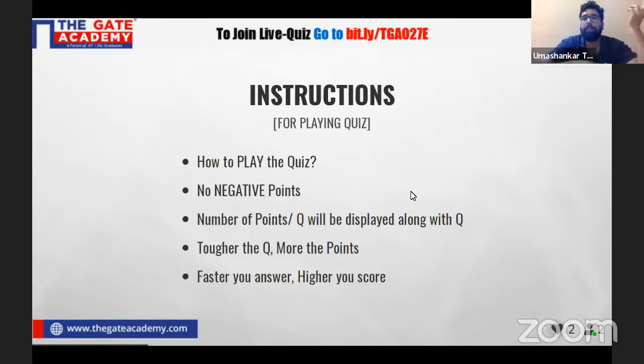Why are we doing this? In any competitive examination, like GATE or any other examination you are trying for, it is very important that you do the question correctly and within the given time limit. Obviously, there is a time limit in all competitive examinations. Again, I'm requesting you to join through the link provided here, so that we can start with the quiz.